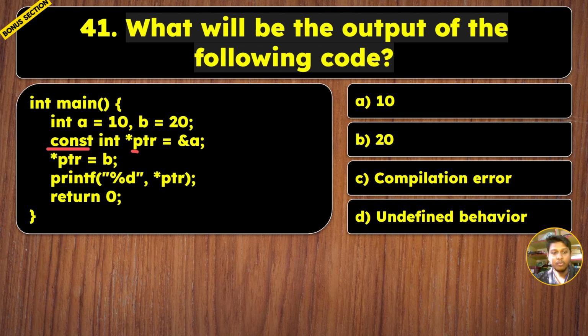In this moment, we are storing the address of a inside ptr. And after that, we are trying to change the value present at ptr. So this will definitely cause a compilation error. So now let's check our correct answer. This should be C. So now let's check it.